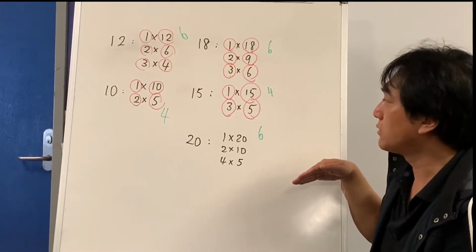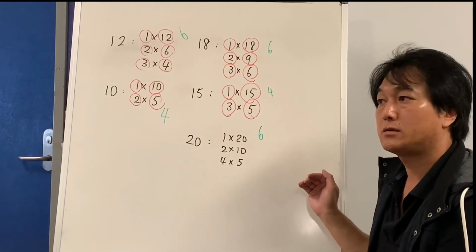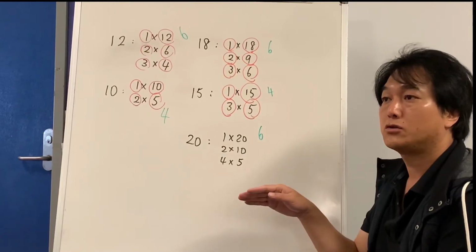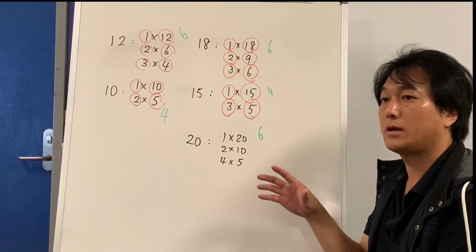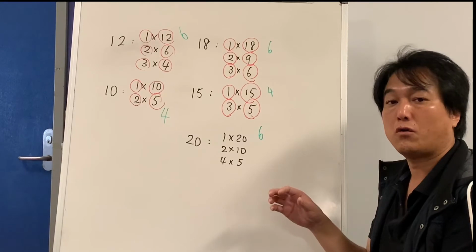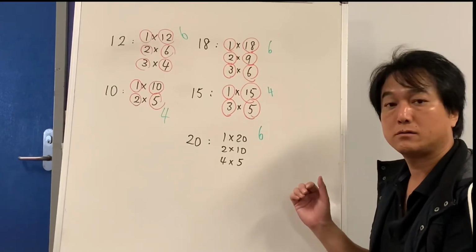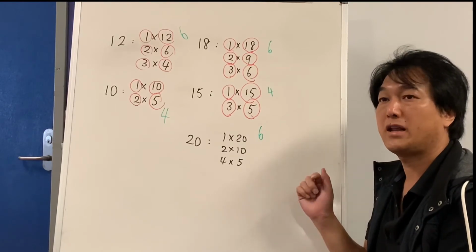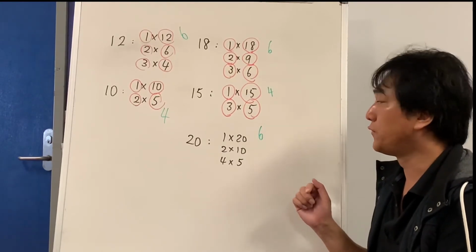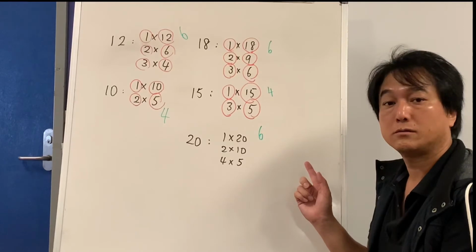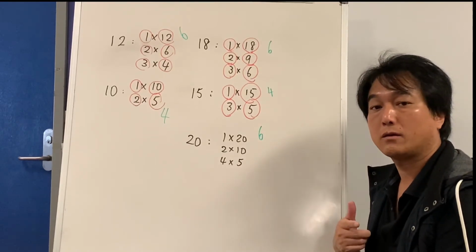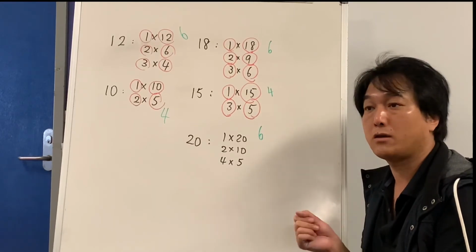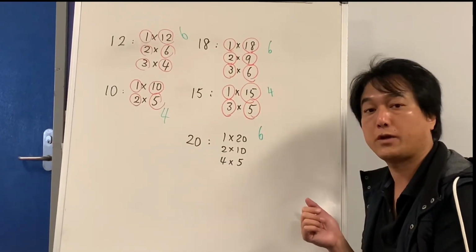So my conjecture here is every number should have an even amount of factors. Every number has an even amount of factors. What do you think? Let's hear your opinion. You can write down your opinion, you can say your opinion, you can just think about it. Let's pause the video.